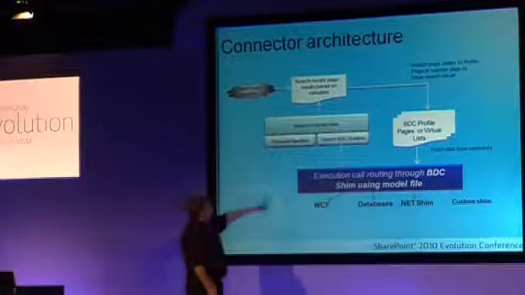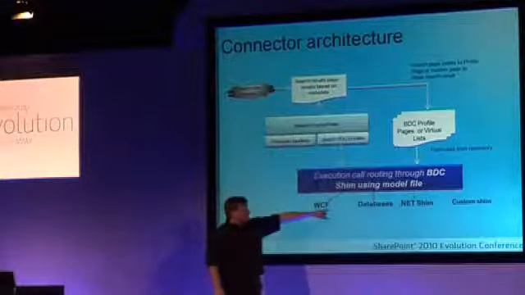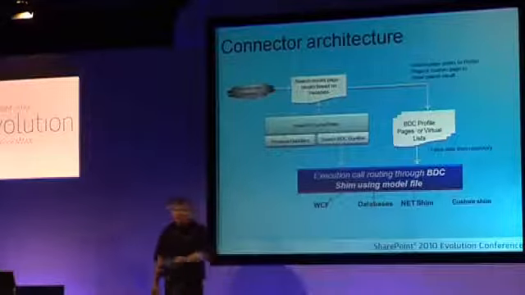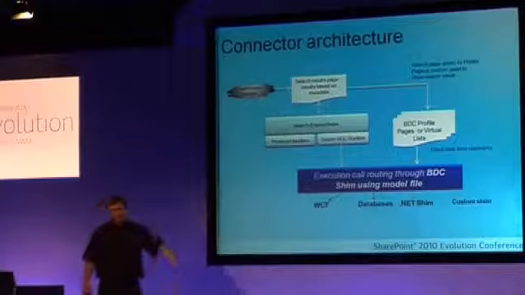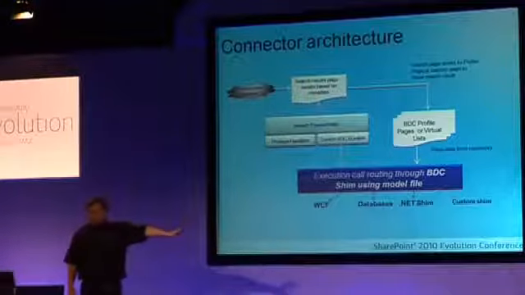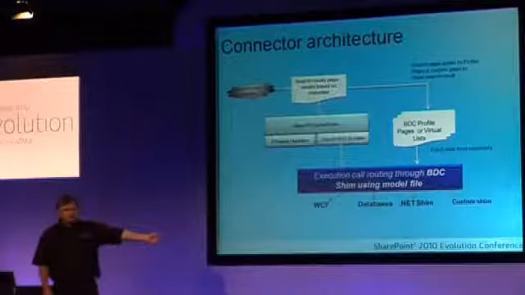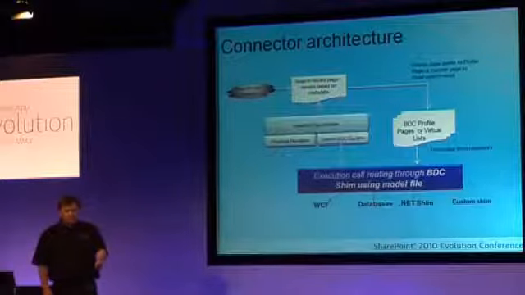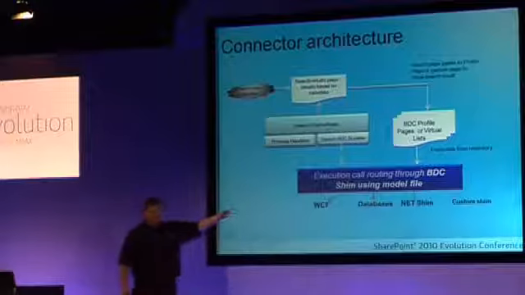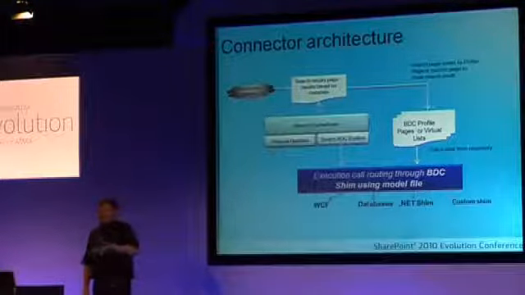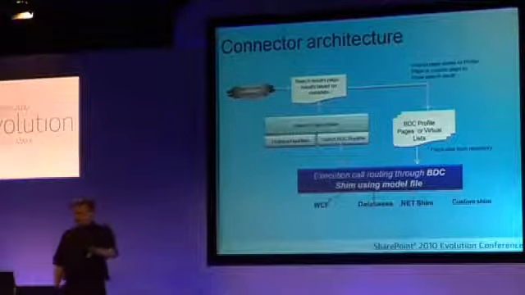Or you can go straight through the BDC runtime and hit directly into WCF, into databases, custom .NET shims, even a custom shim that's not managed code. You can put your own shim in there, whatever you like, as long as it's going to retrieve data and bring the data back in the right format that SharePoint can index. We'll be quite happy with that. So the whole BDC BCS capability is extremely powerful for indexing custom repositories. And that's really where this comes in.